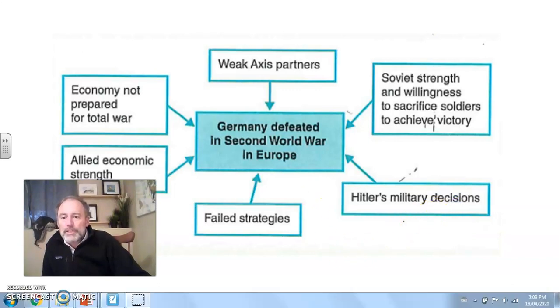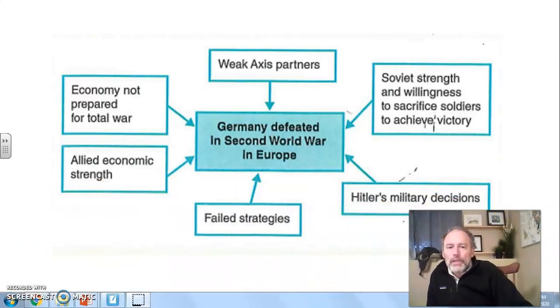So here's the summary page for the defeat. We can see that there are the weak Axis partners we talked about, the economy not prepared for a total war, not till 43. There was the overall Allied economic strength. There were those failed strategies and failed attempts. Maybe they never should have attacked Russia, or maybe it was just inevitable. There are those Hitler's military decisions that we've looked at in terms of Stalingrad and Barbarossa. And then finally, we dug into a bit there about the Soviet strength and a willingness to sacrifice soldiers to achieve victory. But they also became a very skilled army.